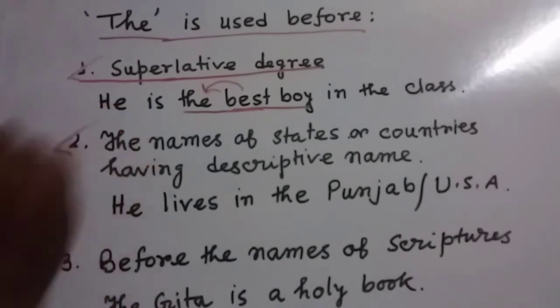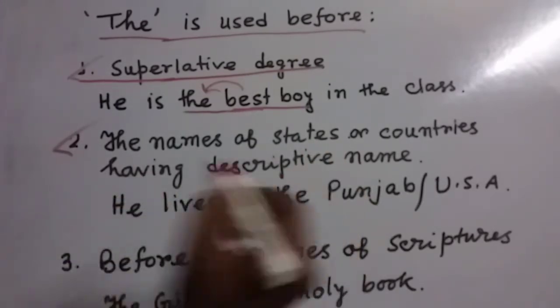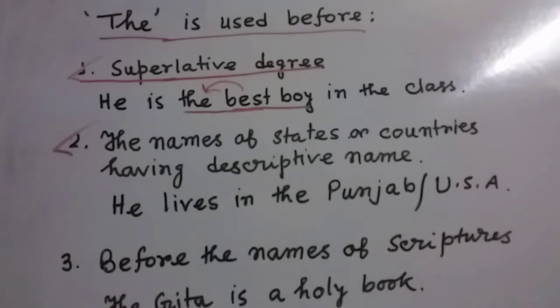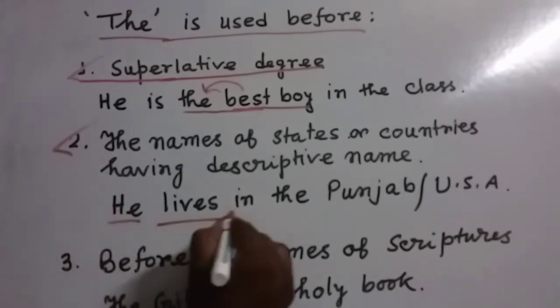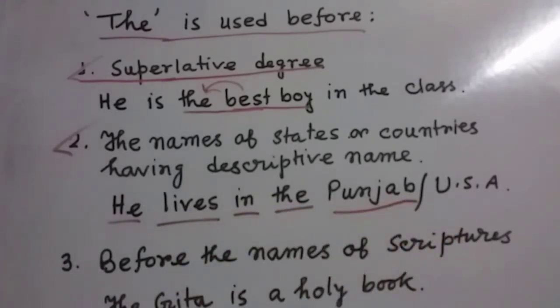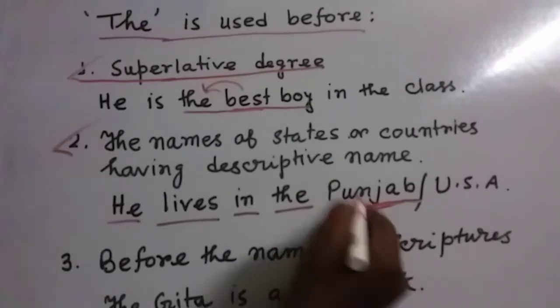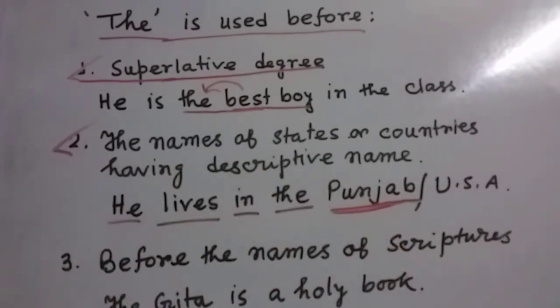Next, the second one. Let's look at this rule. The names of states or countries having a descriptive name. My dear friends, some of the countries or states have descriptive names. Let's look at the example. He lives in the Punjab. Punjab is one of the most important states in India, and it's a descriptive name. Actually, it means a land of five rivers.